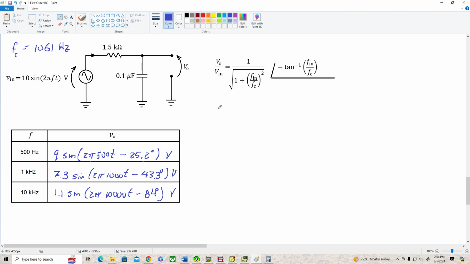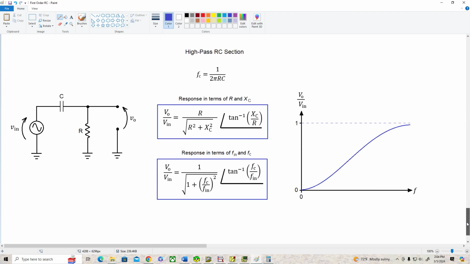Now lastly, let's switch gears and talk about the high-pass filter. To convert this to a high-pass, all we do is interchange the resistor and capacitor. It doesn't change the critical frequency. It's still 1 over 2 pi RC, but our response equations change a little bit. Of course we've got R in the numerator of this one because that's where we're taking our output voltage, and we also flip over the fraction in the arctangent.